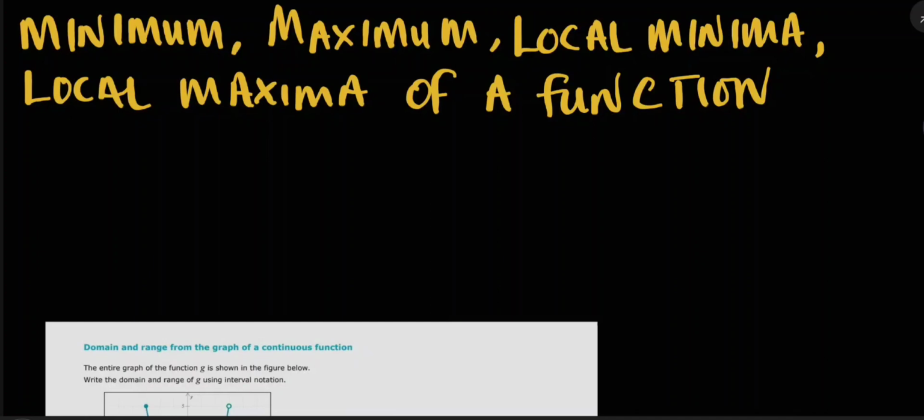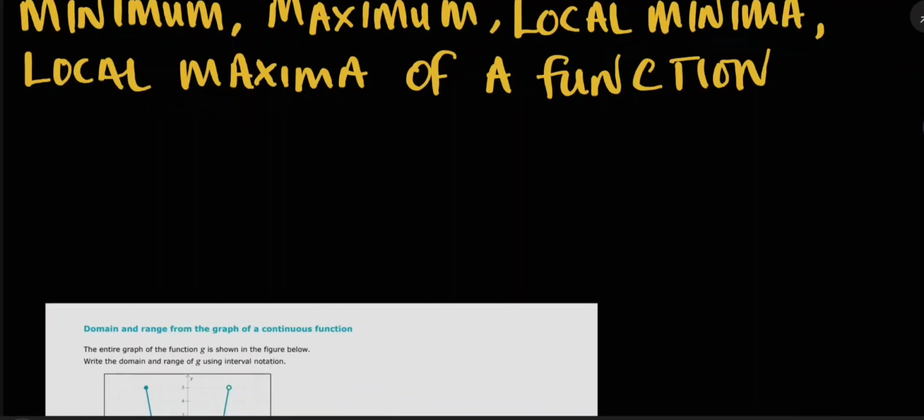And today we'll be looking at the minimum, or you can say absolute minimum, absolute maximum, local minima, local maxima of a function. In our last video we talked about the domain and range of a function, so I'll just recap from there and pick up from today's topic. So let's look at this.